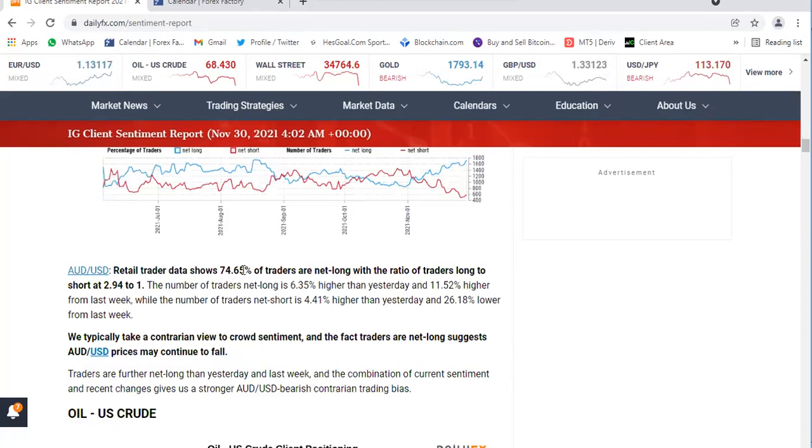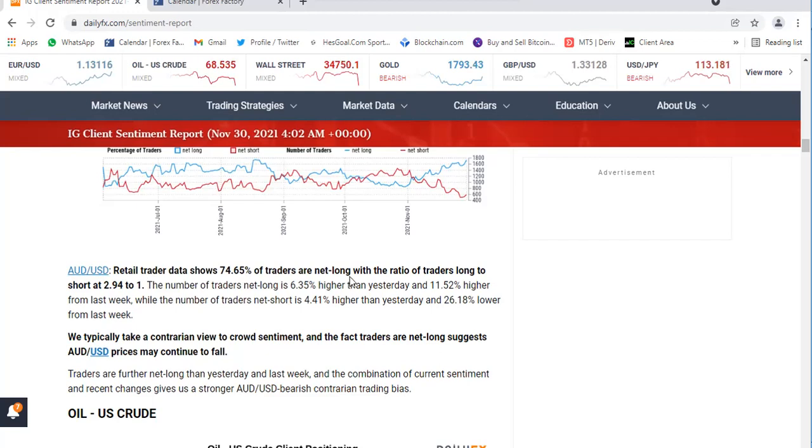You see 74.65% of traders are net long. The ratio of traders long to short is 2.94. So for every 3 traders who are buying, one big financial institution is selling. That tells you you should be on the other side, on this side here.